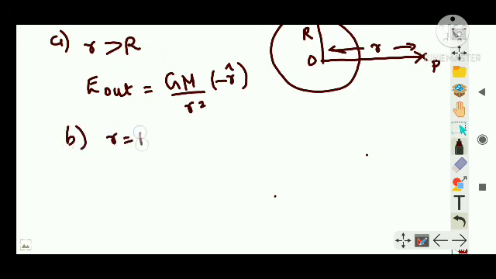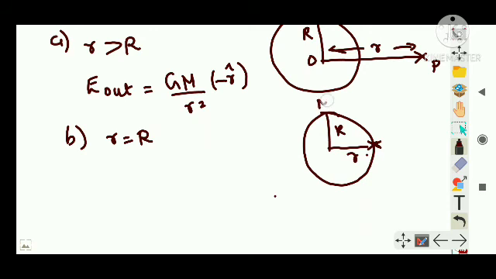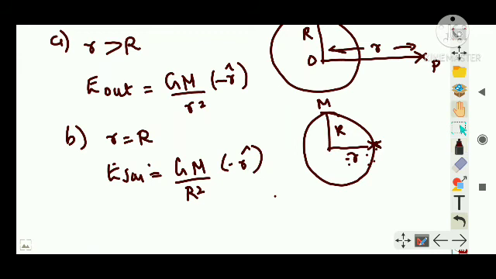Second case, when r is equal to R, that means the point P is at the surface itself, right? So this is R, r is equal to R. Again mass M, right? So E at surface is equal to GM by capital R squared, that becomes the distance here, into minus r cap, right?